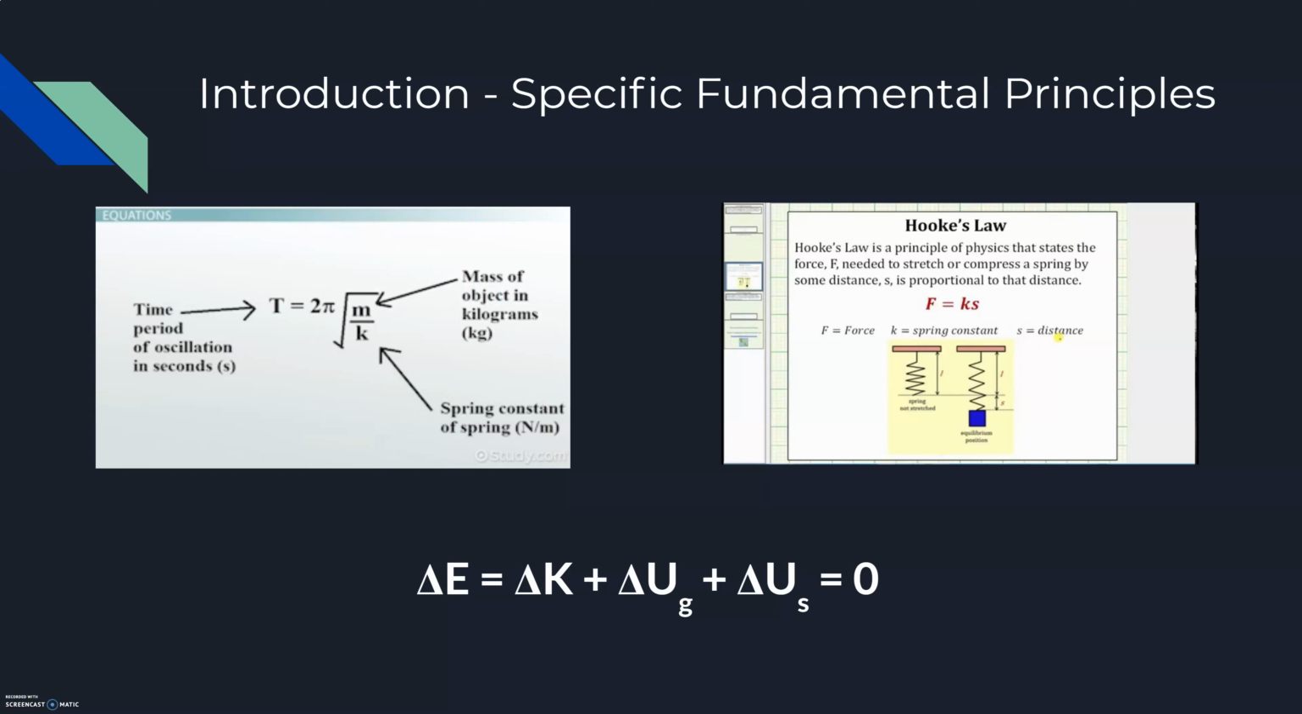Some fundamental principles and formulas used in this lab include the period of oscillation formula, which is T equals 2 pi times the square root of m over k, Hooke's law, which is F equals Ks, and the energy formula, which in this specific lab is delta E equals delta K, the kinetic energy, plus delta U_G, which is gravitational potential, plus delta U_S, which is spring potential, which equals 0 due to the energy principle.